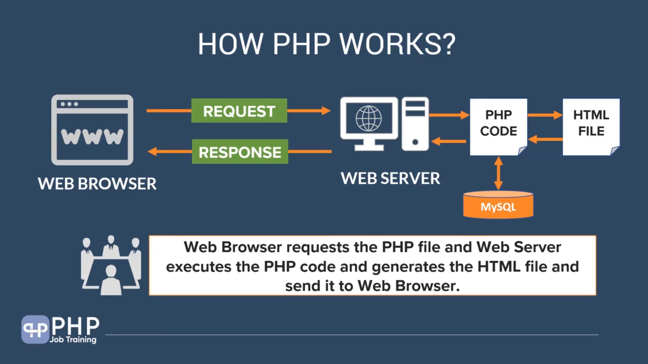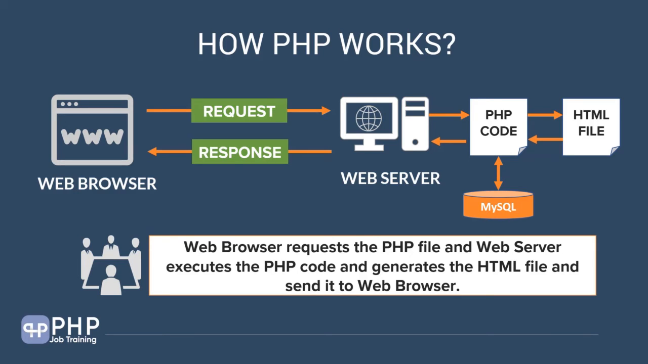So a proper definition of how PHP works we can explain like this. A web browser requests the PHP file, and the web server will execute the PHP code and generate the HTML file content, and then it sends that content to the web browser, and then the web browser is able to print the HTML code. So one question that you can think is, what if there is no conversion of PHP code into HTML code?